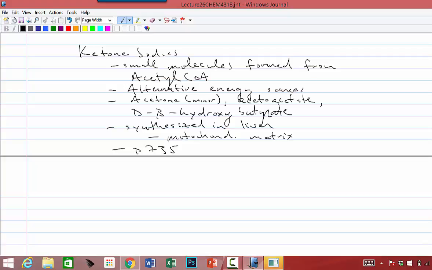Okay, and then it says 3-hydroxy, 3-methyl. So here's the number 1 carbon, number 2 carbon, number 3 carbon. Here you have a hydroxy group on the number 3 carbon, and also you have a methyl group. So 3-hydroxy, 3-methylglutaryl-CoA, HMG-CoA. So that's how we name that. Okay.